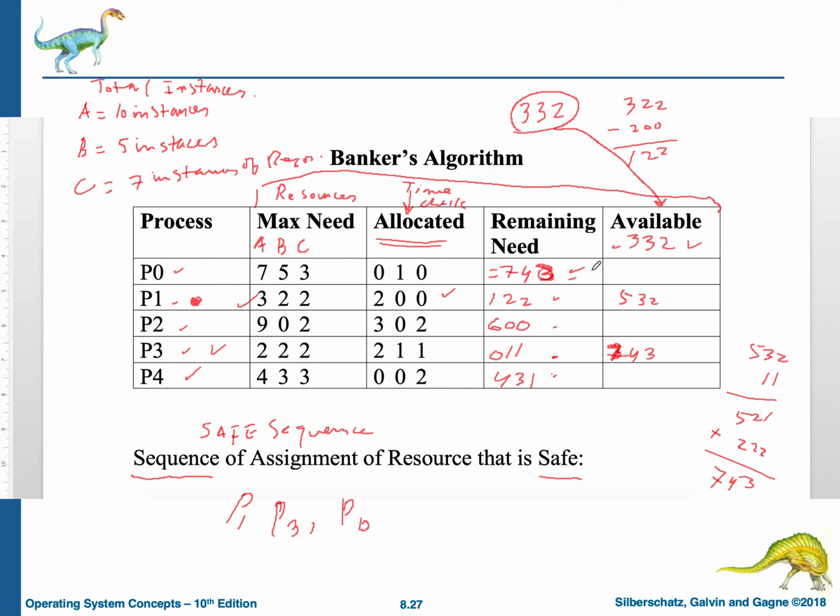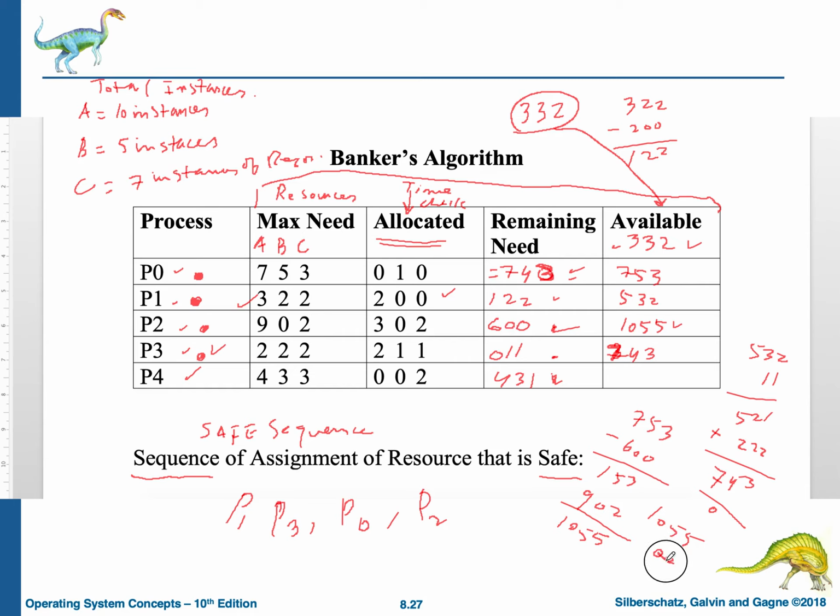P0 is done, P2 is done, and P3 is done. Now we have remaining P4 here. How many resources do we have at this time? We have 1055 resources. So from 1055 we'll deduct, sorry, how much is the remaining need? Remaining need is 431.